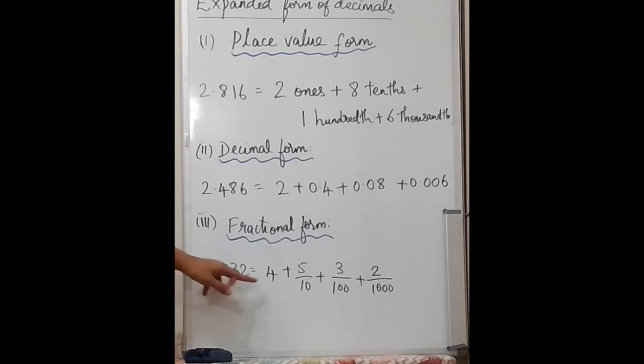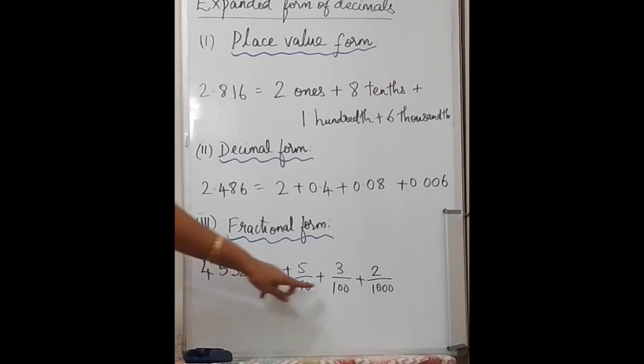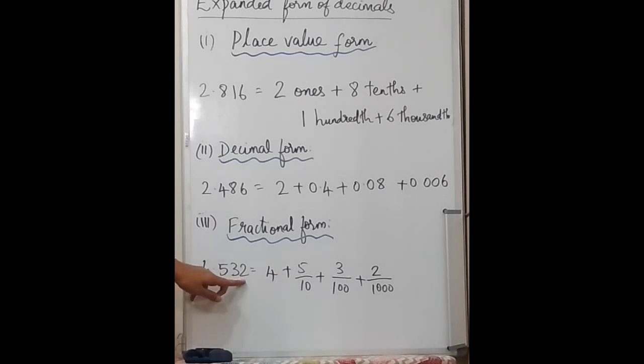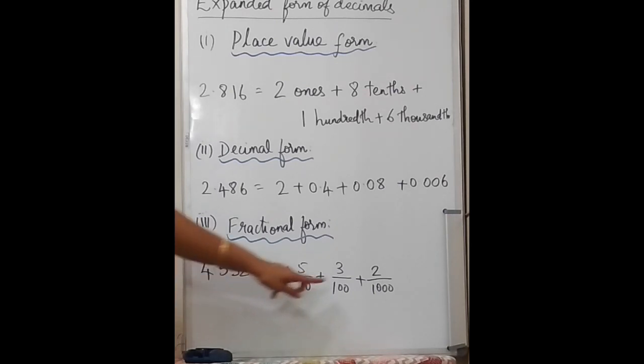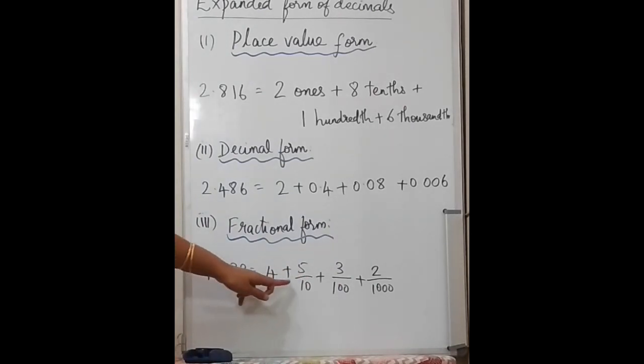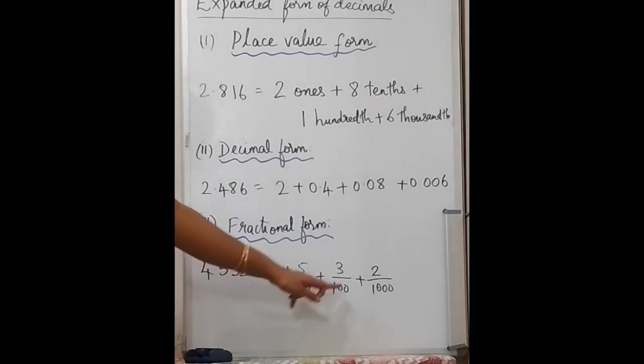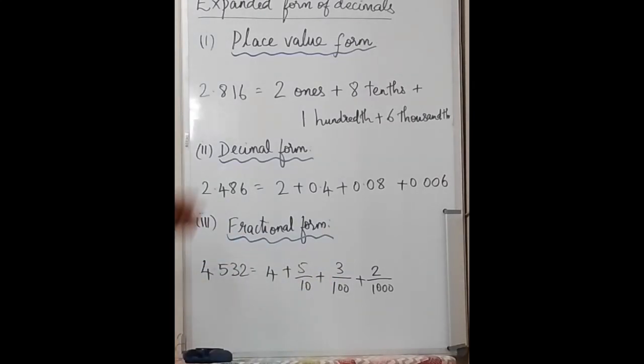4.532 can be expanded as 4 plus, this is in the tens place, so I am writing it as 5 by 10. This is in the hundredth place, so I am writing it as 3 by 100. 2 is in the thousands place, so place value is 2 by 1000. So the answer for this is 4 plus 5 by 10 plus 3 by 100 plus 2 by 1000. So this is how you write expanded form. There are 3 different ways of writing the expanded form.